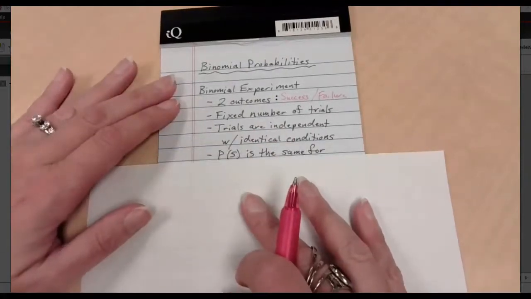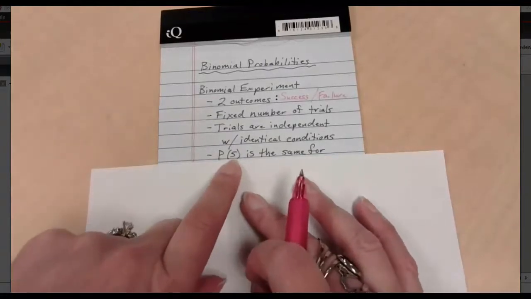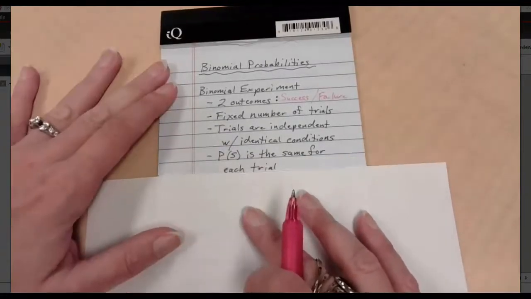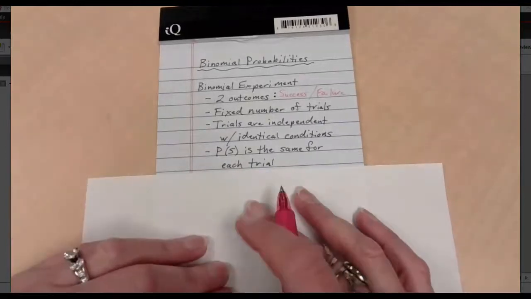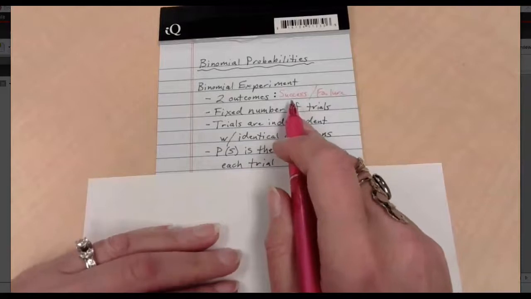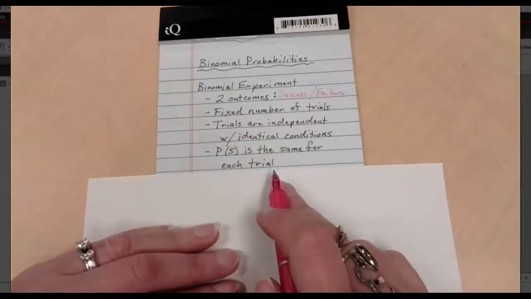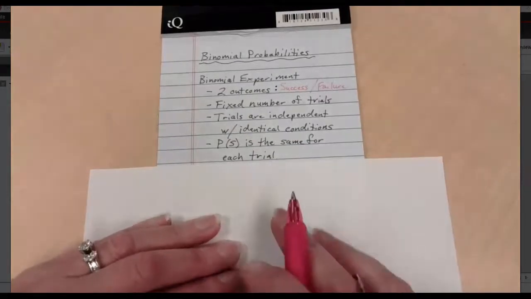Alright. P of S. That is a capital S because I wrote it that way. And this is the probability of success is the same for each trial. So the probability of success every time we run a trial is going to be the same. And again, I'm going to show you an example here in a moment that'll get you a little bit more solid for that.